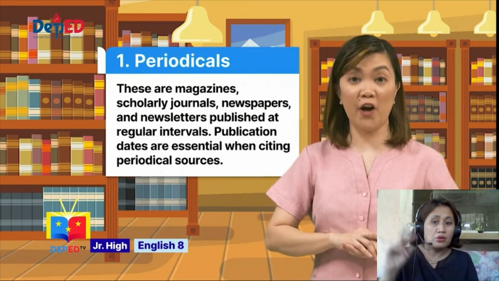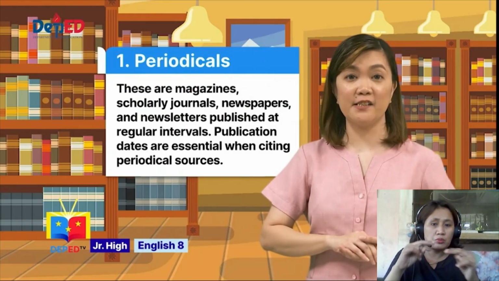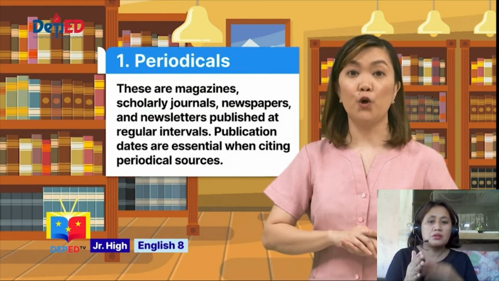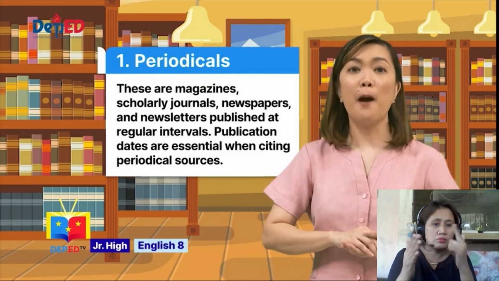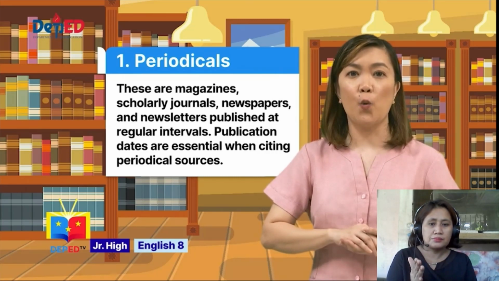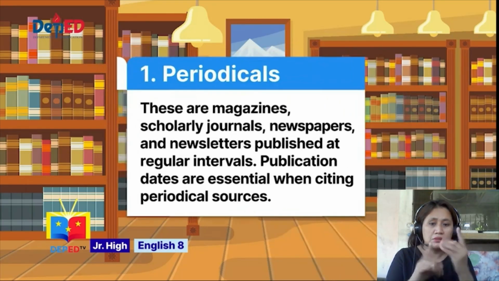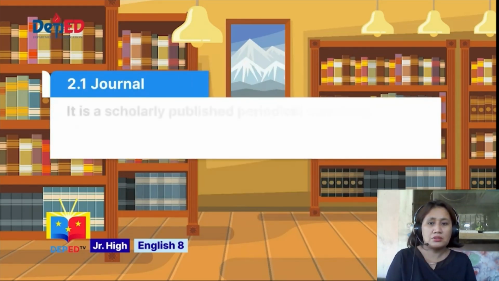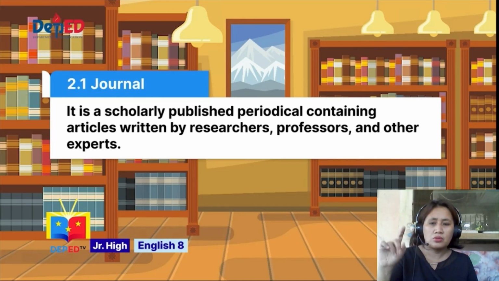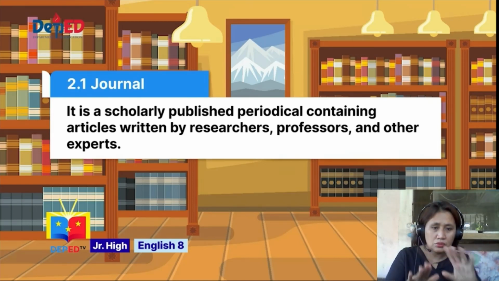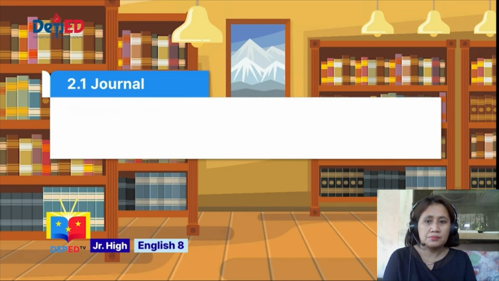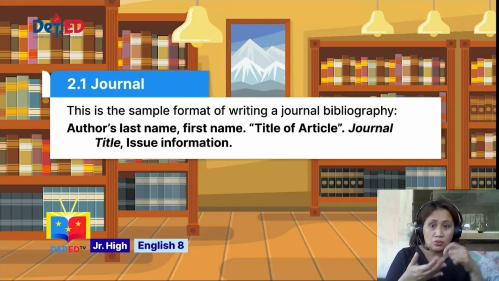Number 2, periodicals. These are magazines, scholarly journals, newspapers, and newsletters published at regular intervals. Publication dates are essential when citing periodical sources. We also have journals. This is a published scholarly periodical containing articles written by researchers, professors, and other experts. This is the format in writing a journal bibliography.